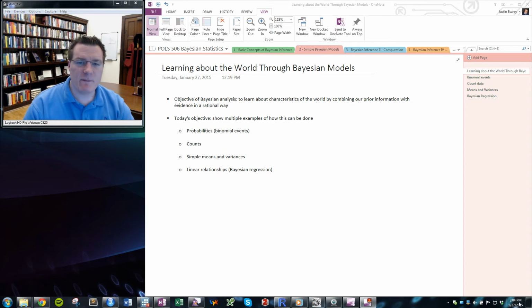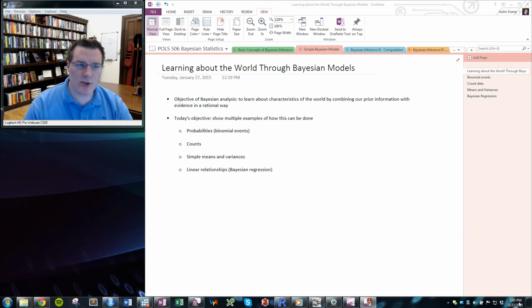The objective of Bayesian analysis, as I have written on the screen here, is to learn about characteristics of the world by combining the prior evidence, I should say prior information, prior beliefs that we have about some state of the world, with evidence that we collect in a rational way. That's the point of Bayesian analysis, and we talked a lot about that last week when we were talking about basic concepts of Bayesian inference.